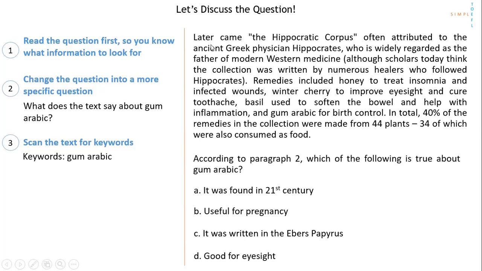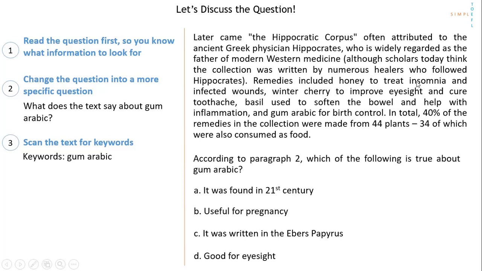Remember, we can do it by starting from left to right. You can use your finger. So this is gum arabic. More or less it is located in line 8. So the answer is located somewhere around there. And we can start looking for the answer from the sentence in which gum arabic is located. So we can start from here.